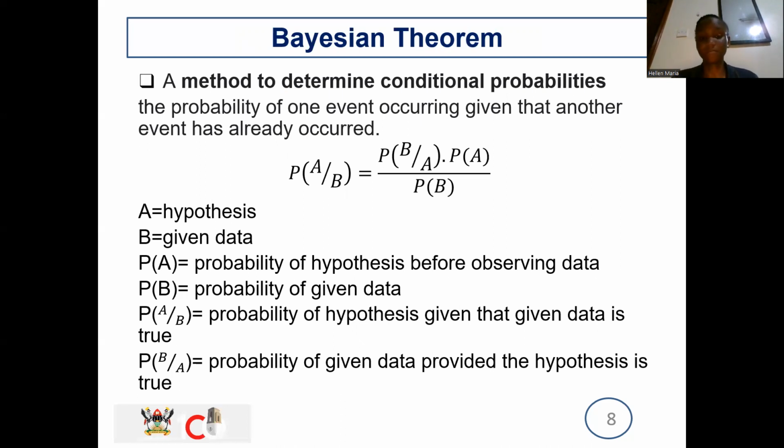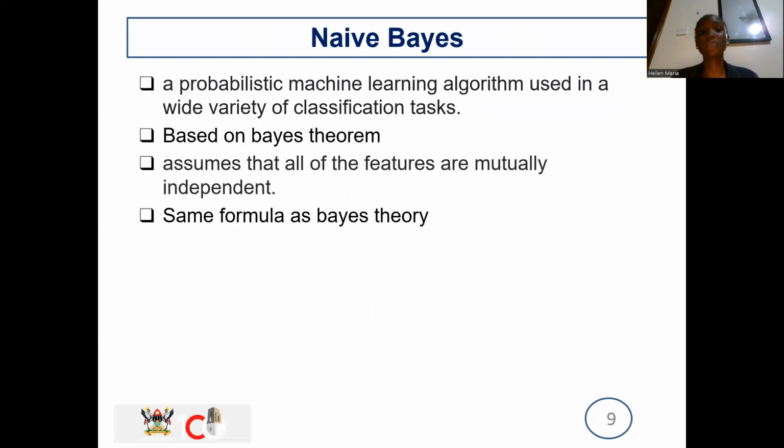Can the machine predict the outcome of an event basing on the prior knowledge it has on another event? So that is the Bayesian theorem. And then we have the naive Bayes theorem.